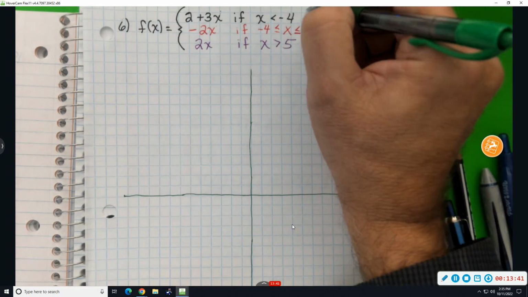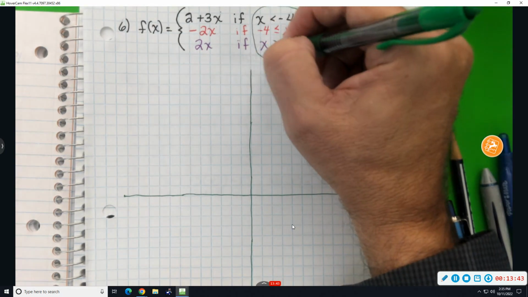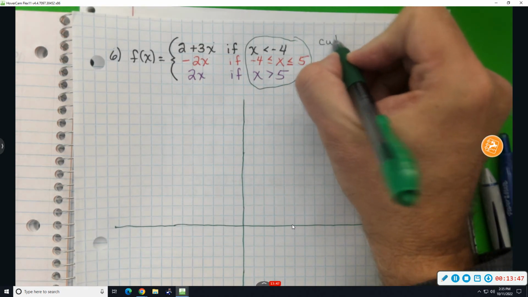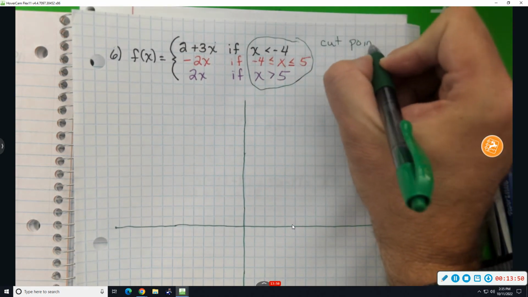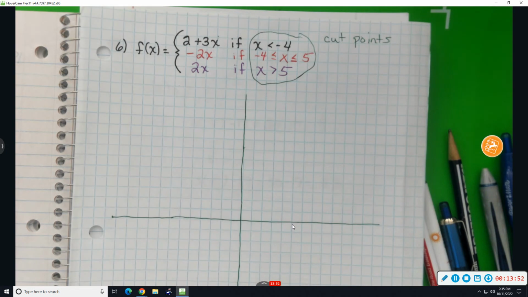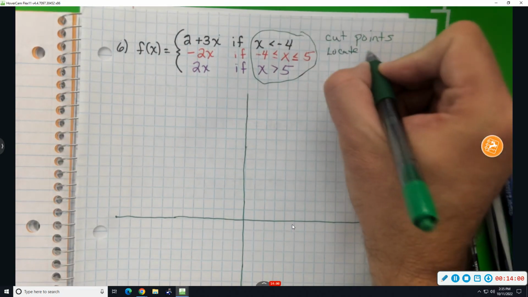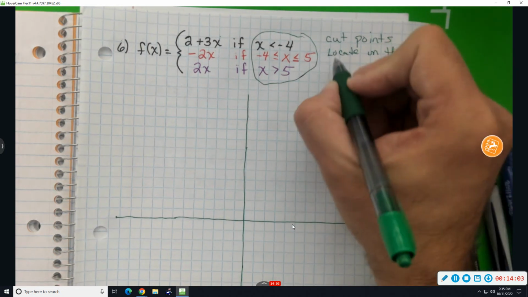And the way you go about this is sort of a process. You take the numbers over here on the right. I call those numbers cut points, because that's where it's cutting the graph, changing from the black to the red to the purple. And the first thing you should do is locate those cut points on the x-axis and label it.